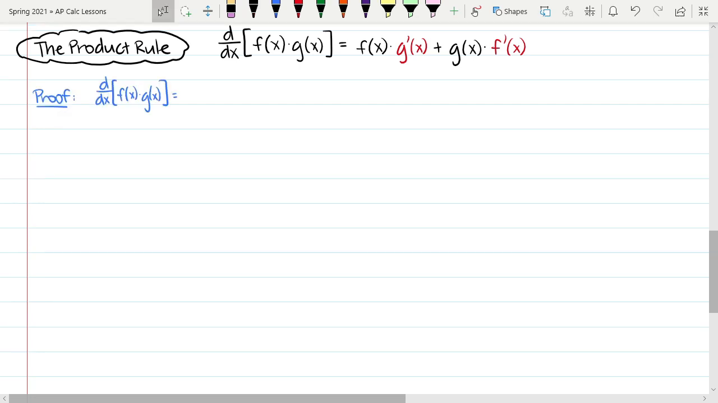Okay, so here's the proof of this product rule. Again, we're trying to find the derivative of f of x times g of x. Well, remember, if we're using the limit definition, then we're going to have the limit as h approaches 0 of the whole function evaluated at x plus h. So that means we're going to have f of x plus h times g of x plus h minus the original function, which is f of x times g of x, and then all over h.